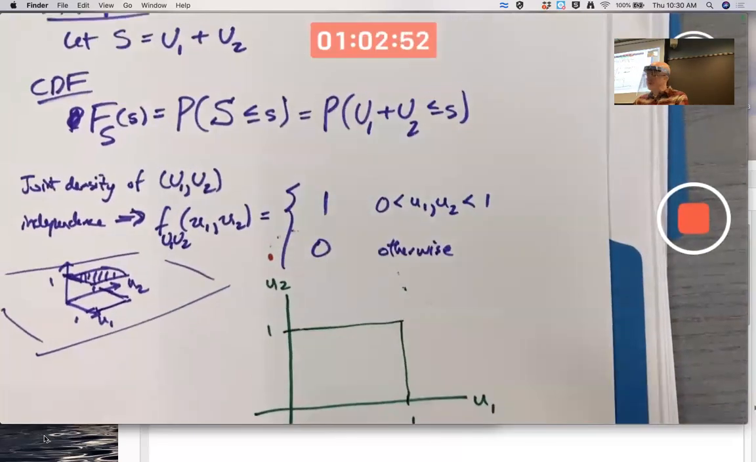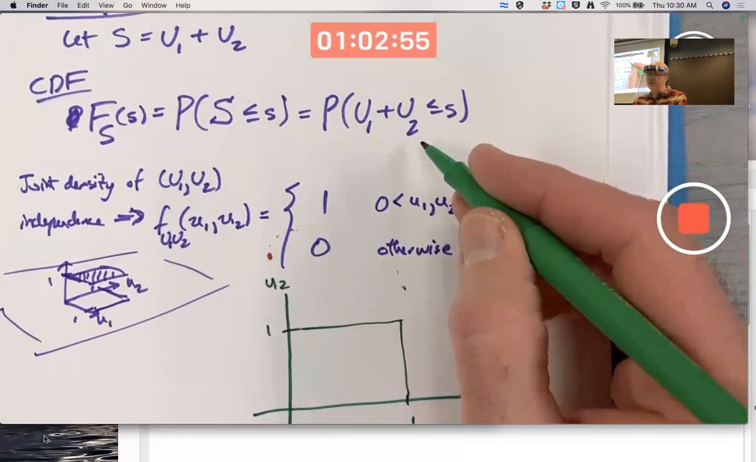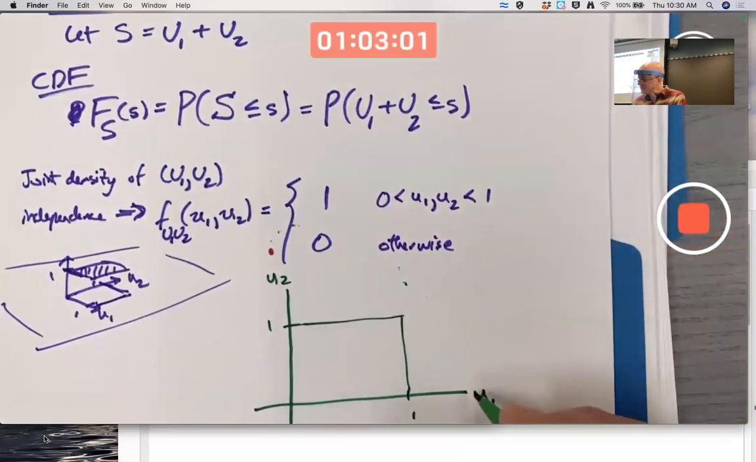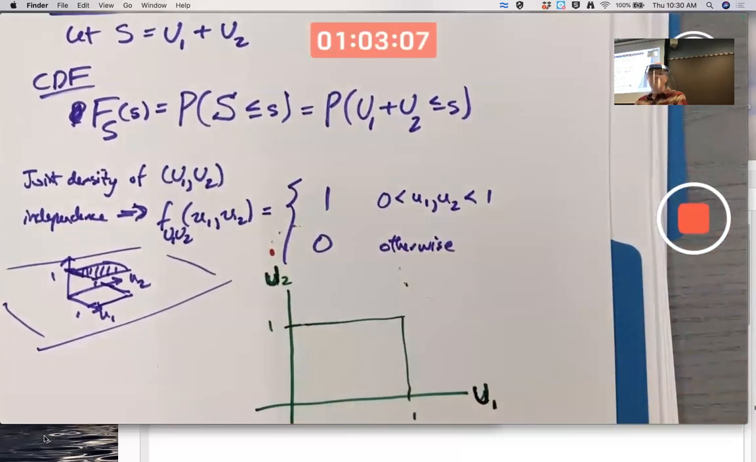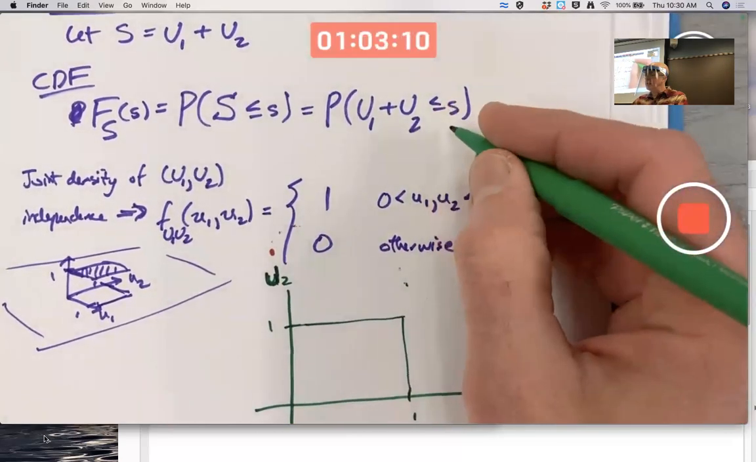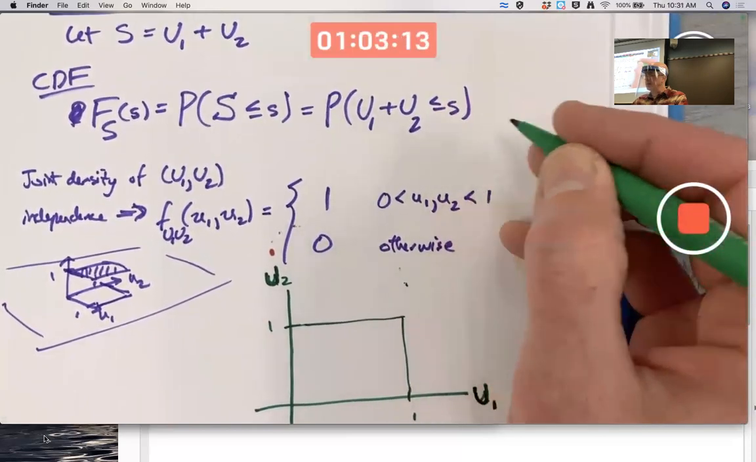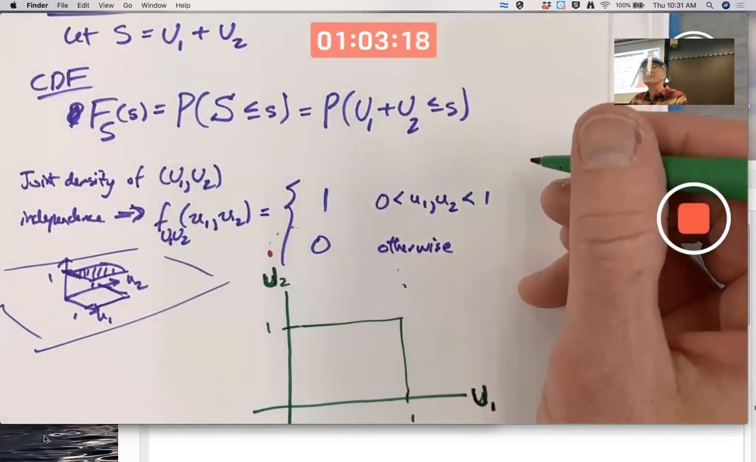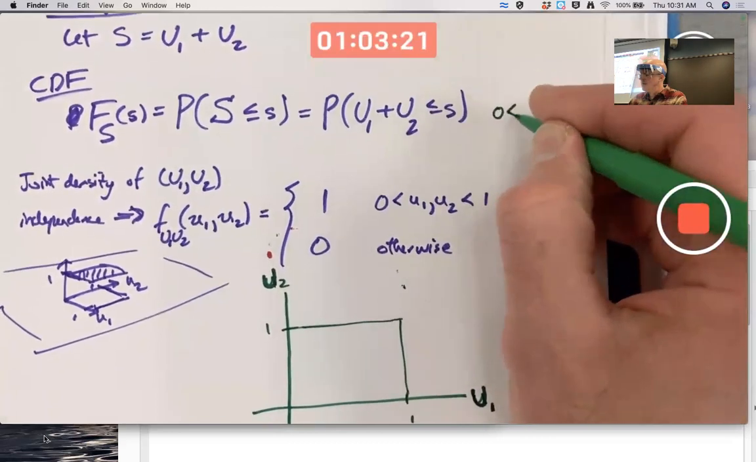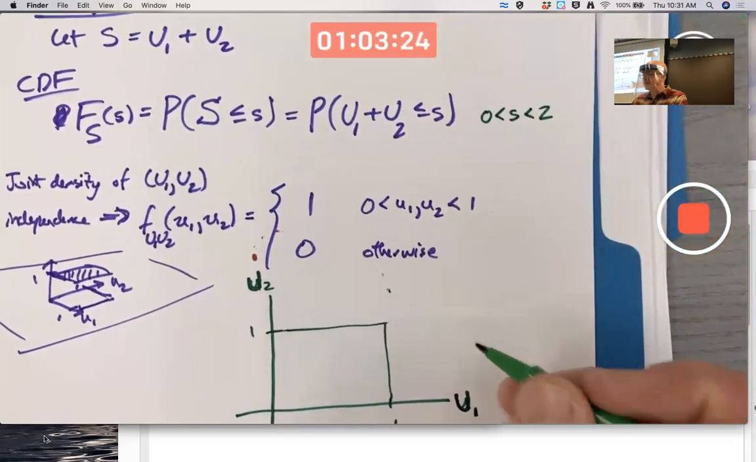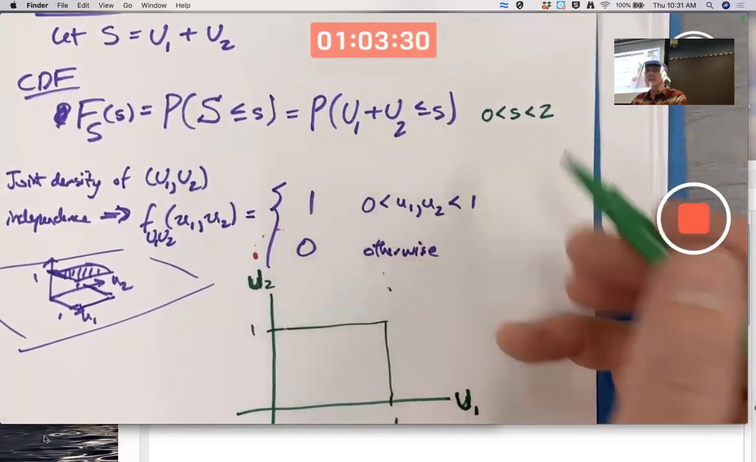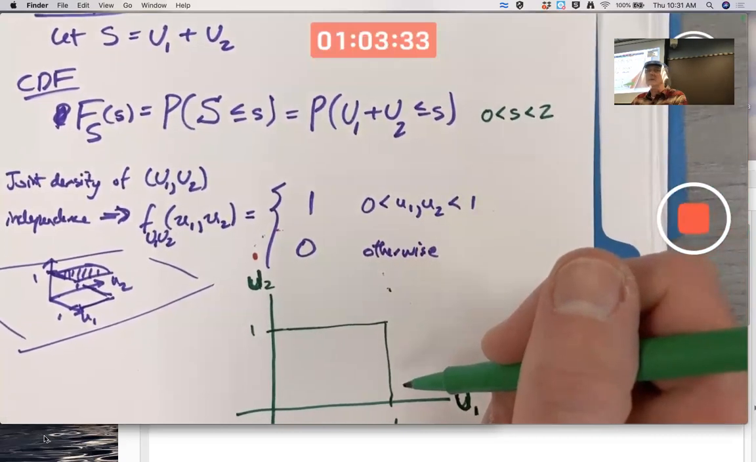To think about these probabilities, you want to interpret this inequality graphically. Maybe I actually should use capital U's here. It's a little weird, but it might make more sense. U1 plus U2 being less than or equal to S, where S is an arbitrary number between 0 and 2, not 0 and 1. Because if U1 and U2 are both really close to 1, then their sum is really close to 2, and I can make it arbitrarily close to 2 by making U1 and U2 sufficiently close to 1.